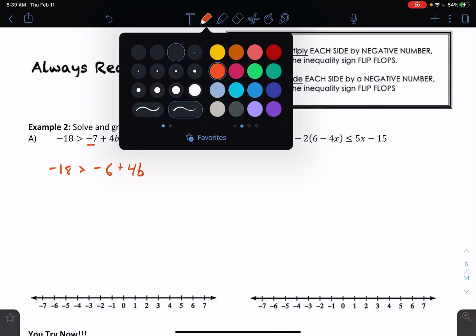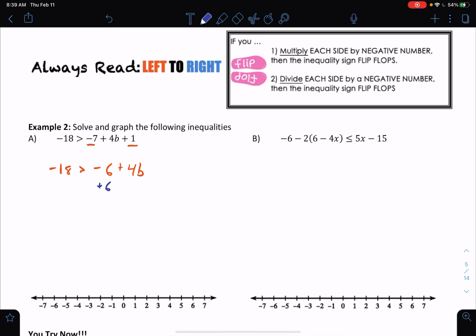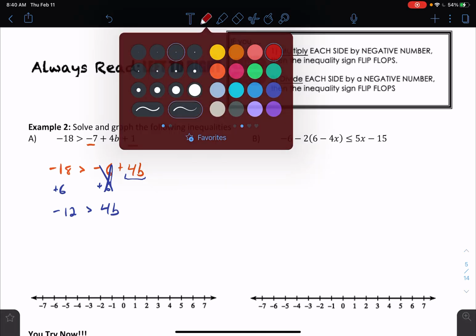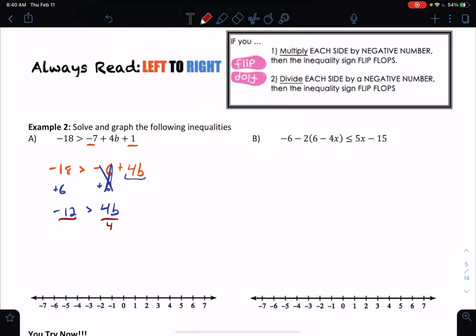My next step, I'm going to add 6 to both sides, because I'm trying to get that b by itself. So I've got to get this 4b by itself. Negative 18 plus 6 is negative 12. So negative 12 is greater than 4b. And then last step, I'm just going to divide both sides by 4. And since I'm dividing by a positive 4, I do not need to flip my sign. Negative 12 divided by 4 is negative 3. So I get negative 3 is greater than b.